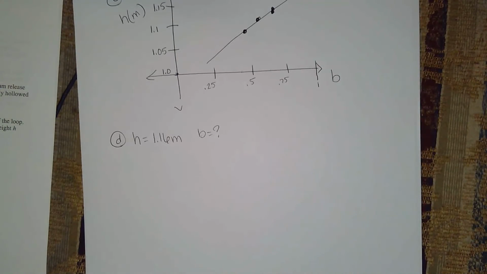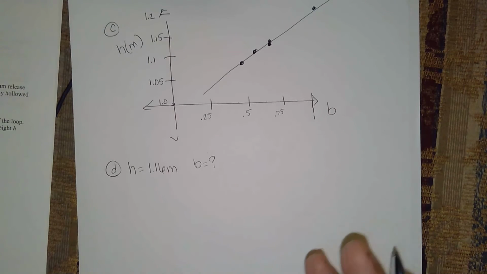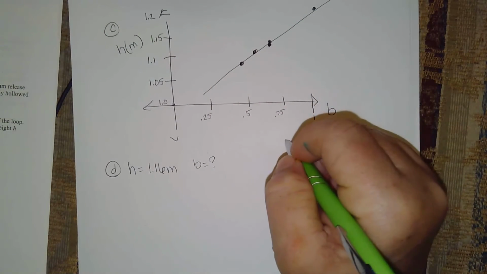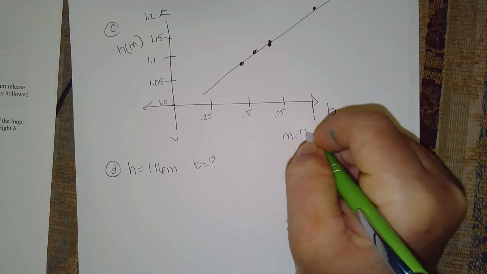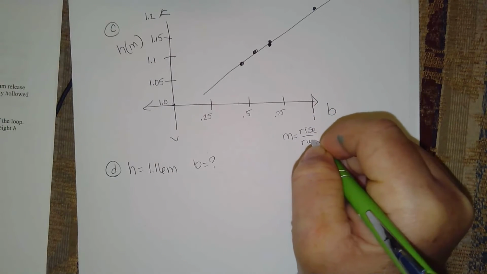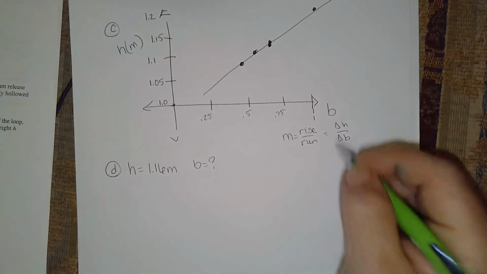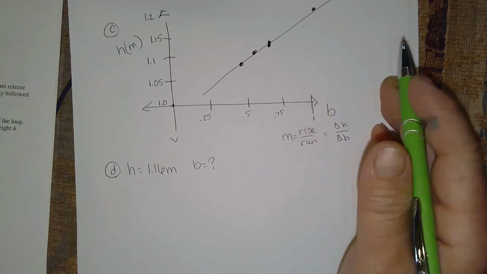You probably either need to get the slope of the graph or you need to get the area under the graph. This is a nice straight graph, so this is going to be a slope thing. So my slope is going to be my rise over my run, which is going to be my change in H over my change in B. So I can get a relationship between H and B here, and I've got a line.